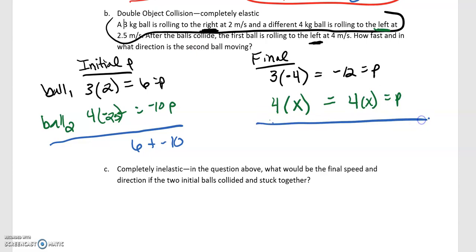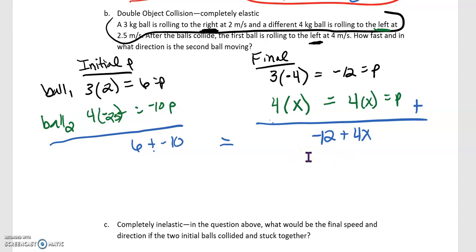Now, again, the final momentum is the sum of my parts. So I would add these two together. I would end up with negative 12 plus 4x, and that would be my final. Now, with our conservation of momentum, my initial and my final have to be equal to each other. So I end up with this equation that I can solve using algebra. 6 plus negative 10 gives me negative 4. And on the right-hand side, I still have negative 12 plus 4x. I would need to add 12 to both sides in order to get rid of the minus 12.